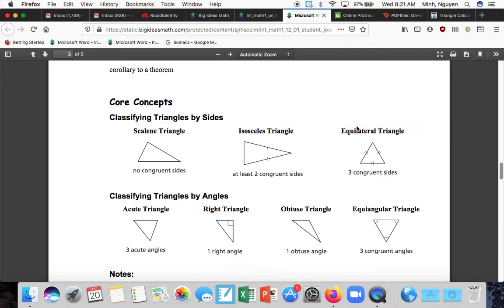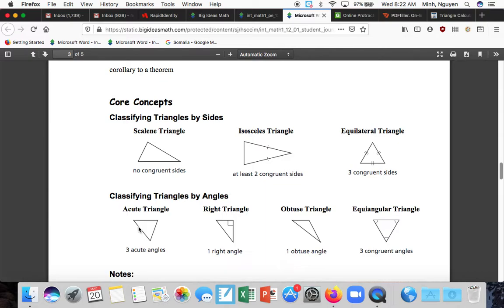An equilateral triangle: equi means equal, and lateral means side. So three congruent sides, three equal sides. An equilateral triangle is always equiangular. If all three sides are congruent, so for instance, this side is pointing to that angle, this side is pointing to that angle, and this side is pointing to that angle, then all the angles are also congruent, which is equiangular.